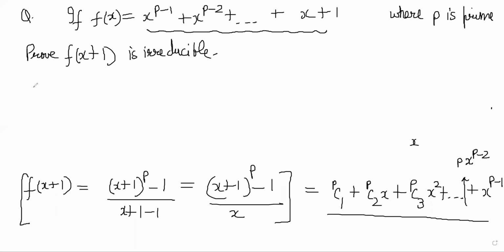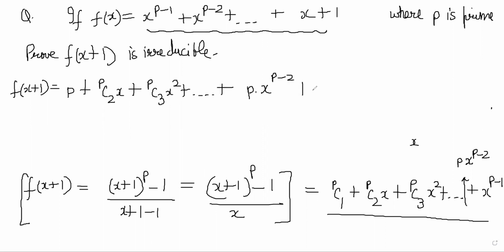So I'll just write f of x plus 1 here itself. It is becoming pC1, first term is p, then pC2 x plus pC3 x square and so on. Second last term is p into x power p minus 2 and last term is x power p minus 1. Great. Now I have the function here.